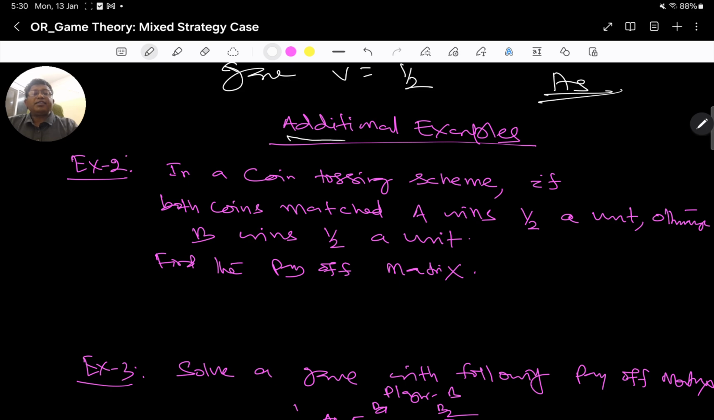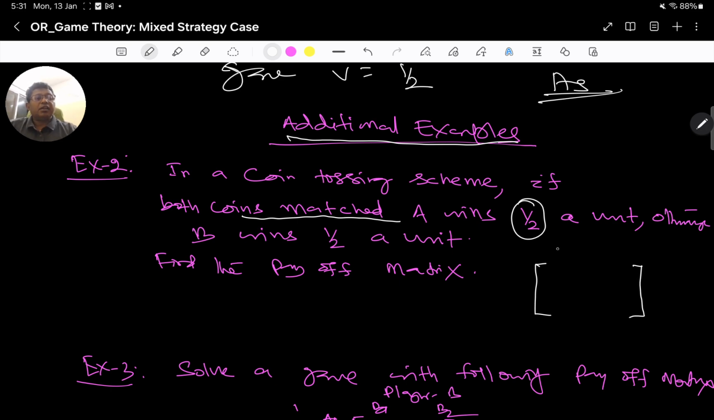Now coming to some additional examples. In a coin tossing scheme, if both coins match, A wins half a unit, otherwise B wins half a unit. If they don't match, then B wins half a unit. So what is the payoff matrix then? Here, head and tail. This is your player A and this is your player B.